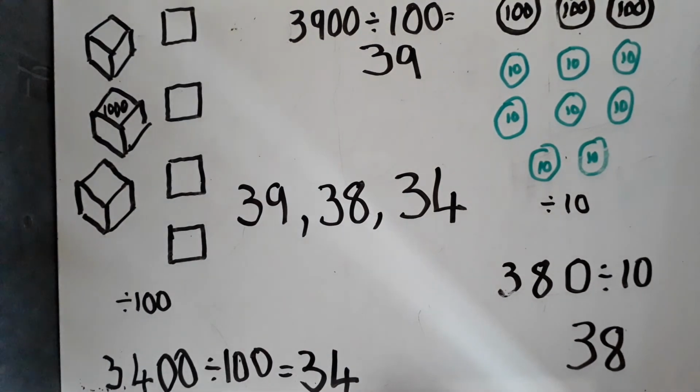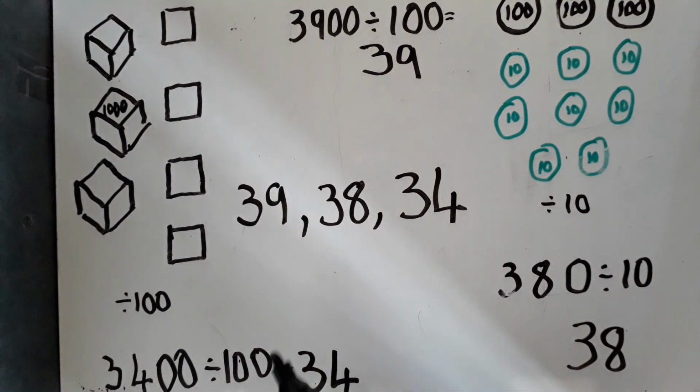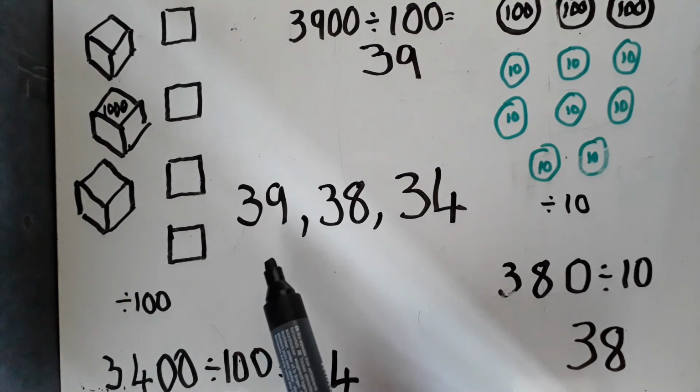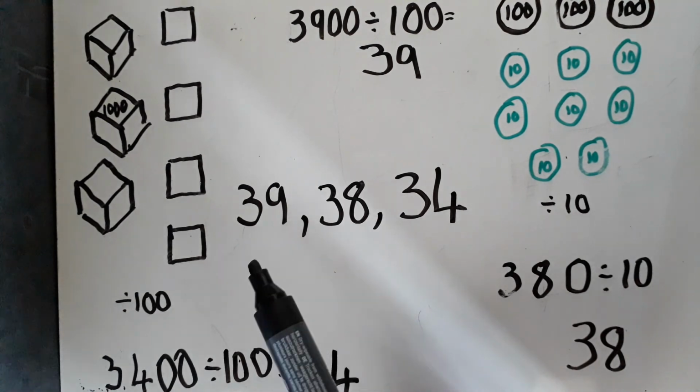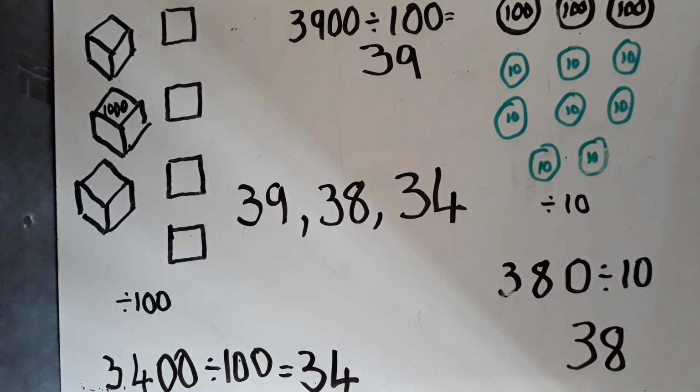Okay, so what I did was worked out the answers to the equations, right, and then I ordered them from the greatest, so the largest number, to the smallest. So we have 39, 38 and 34. Okay, so those are my hints and tips for today. You're going to need to do a very similar sort of thing for the questions, all right? So work your way through, and if you're not sure, go back to the first part of the video.